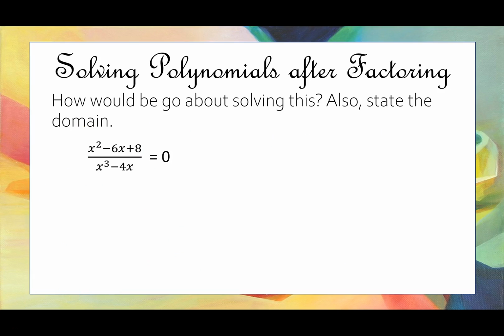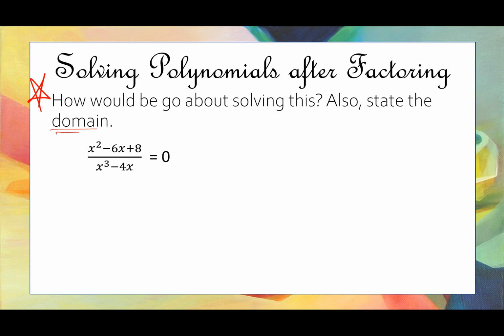Now this problem is important. Maybe you want to star it on your homework or in your notes. We're trying to set a polynomial divided by another polynomial equal to 0 and solve. Well, let's deal with that in a second. Let's actually answer the domain first. And to do this, we know we have to factor.